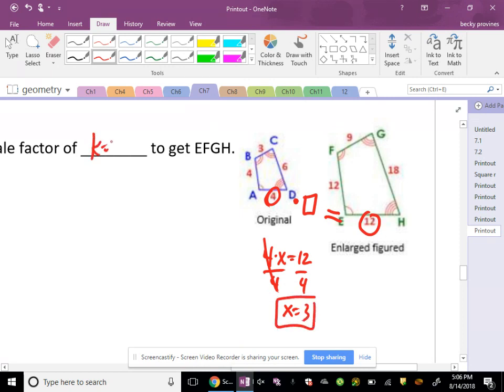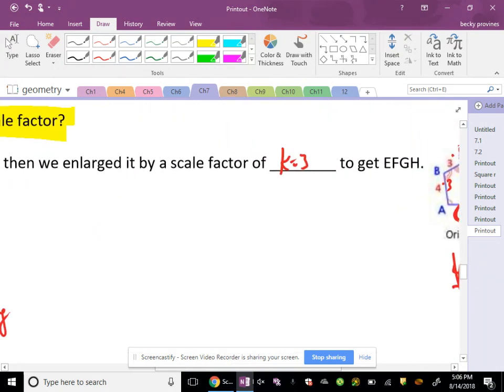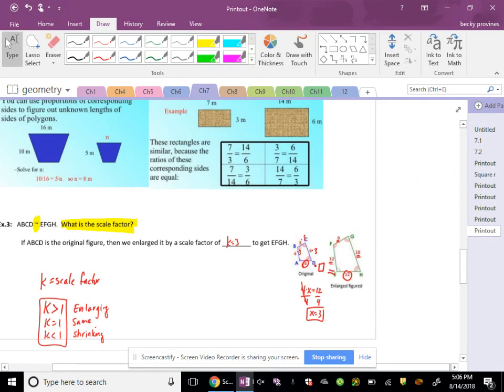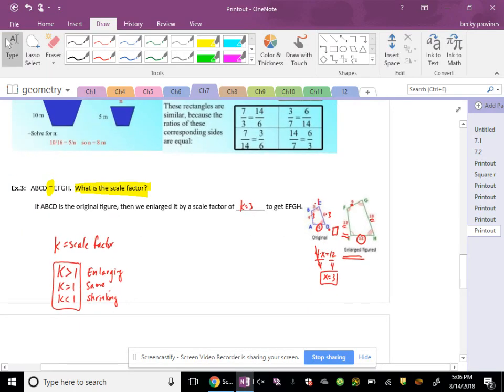So K is 3 because each side is being multiplied by 3. The 6 is being multiplied by 3 to get 18. The 3 is being multiplied by 3 to get 9. And we already practiced the 12, but 4 times 3 is 12. Okay, so this means it is an enlargement because the scale factor is bigger than 1.